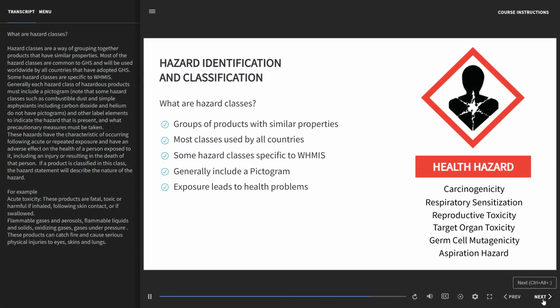Flammable gases and aerosols, flammable liquids and solids, oxidizing gases, gases under pressure. These products can catch fire and cause serious physical injuries to eyes, skin, and lungs.